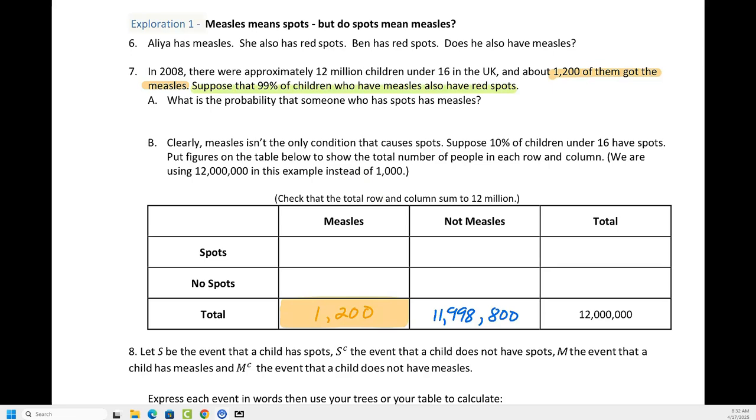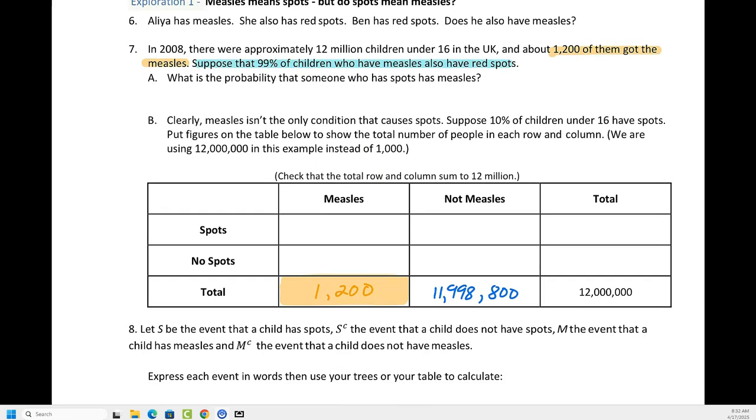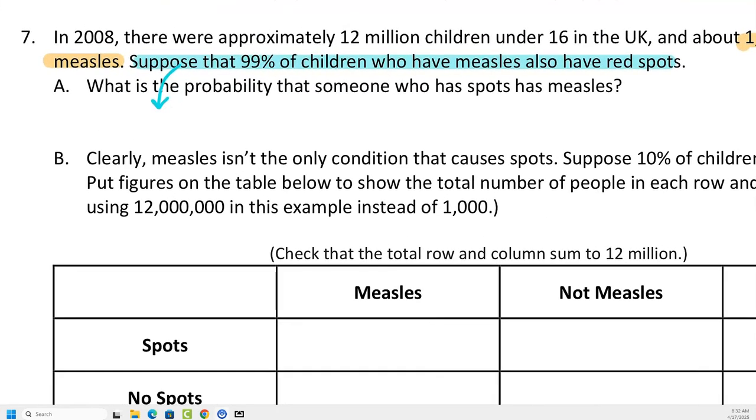Okay, well, so now this time that's not like the number of children. It's a percent this time, and we're not filling in percents, we're filling in numbers. So what we're going to do here is take this information, and it's 99%. So I'll do 0.99 and then multiply that by, those are of the children who have measles also have spots.